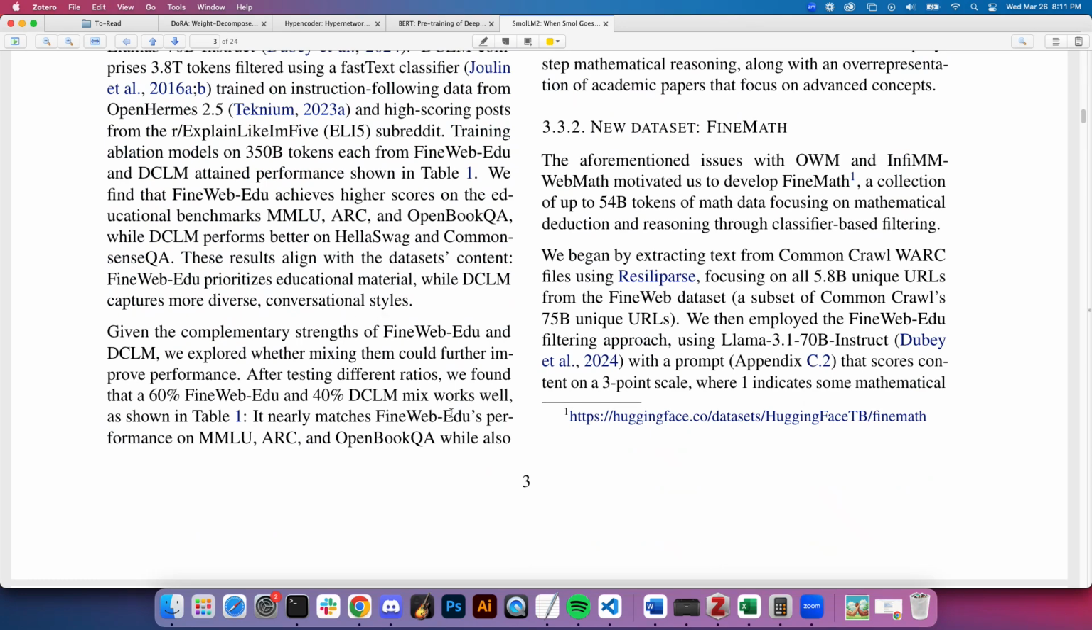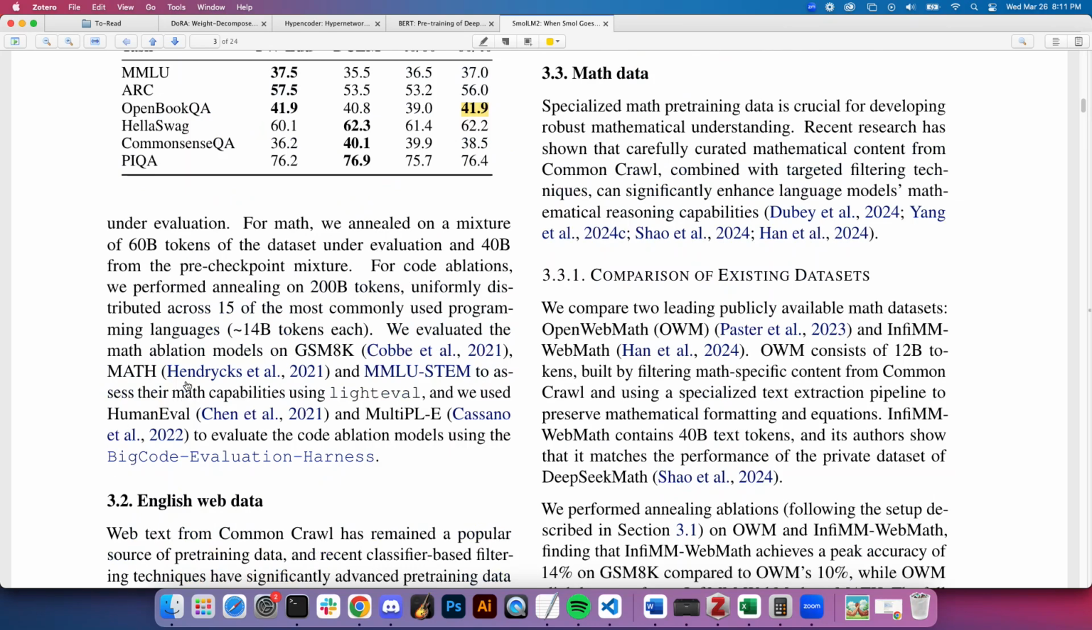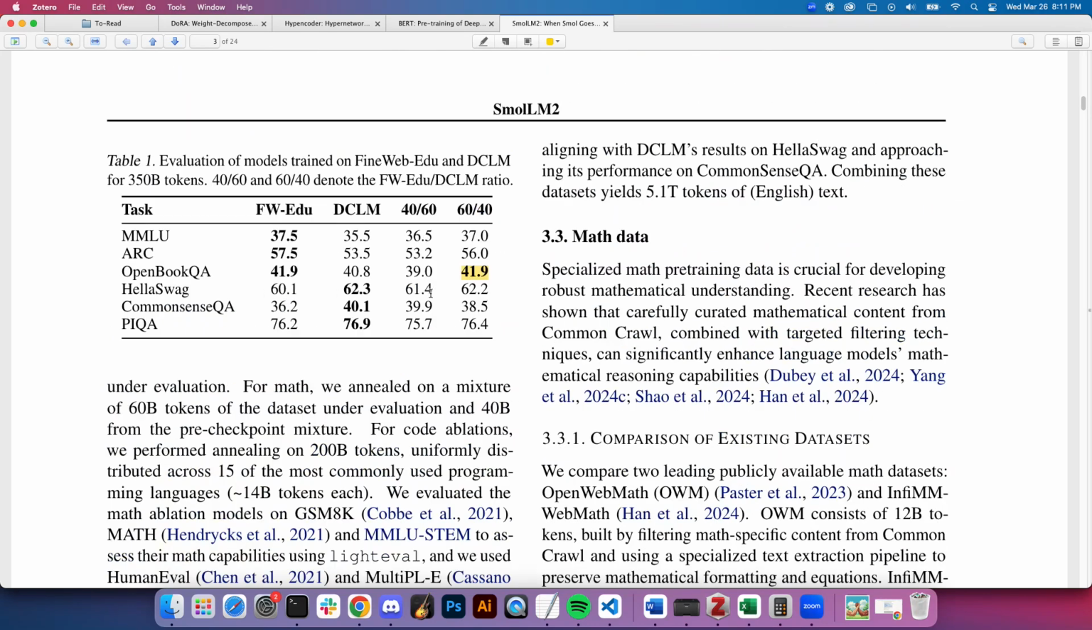It nearly matches FineWeb-Edu's performance on MMLU after testing. Oh, I see. Okay, so they're saying it's still close, and at least I guess in this case it does exceed it. So in this case it exceeds FineWeb-Edu, so does this, and then it's very comparable there, somewhat comparable there. Okay, combining these data sets yields 5.1 trillion tokens of English text. All right, so that's their web data.